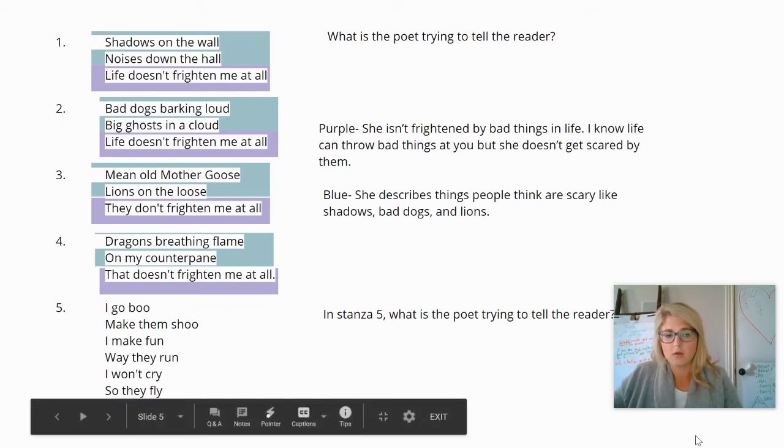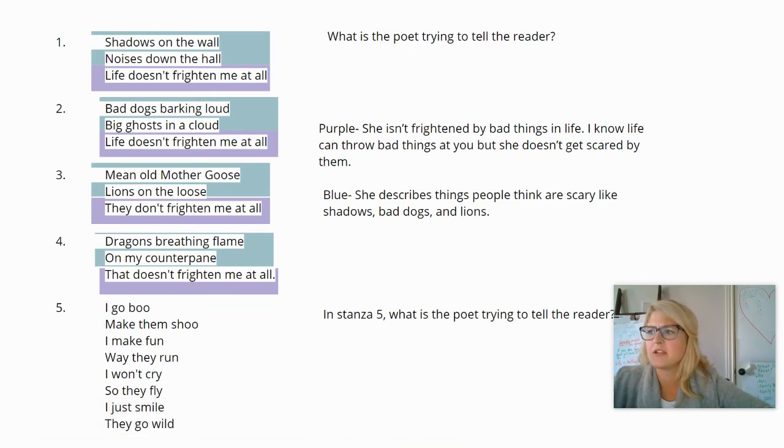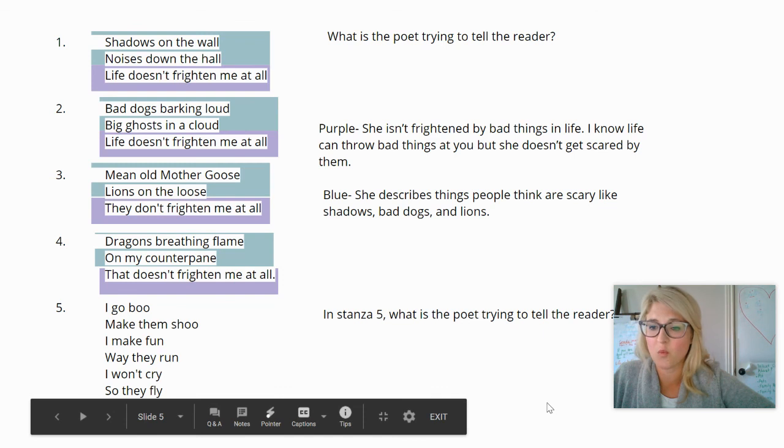Okay, so some thoughts that I had is that she is talking about her response, like how she's reacting when bad things happen to her. Look at what they say. Way they run, I won't cry. So one of the things she's not going to do is she's not going to respond by crying. And it also says that she's just going to smile. And that's going to make them go wild.